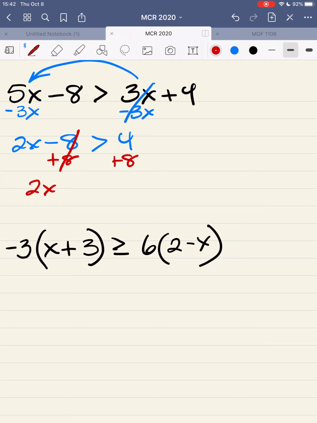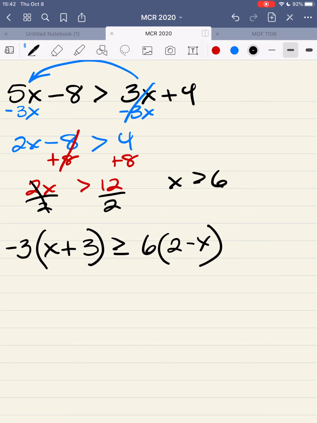So 2x is greater than 4 plus 8, which is 12. I'm going to divide by 2. I'm dividing by a positive 2, no need to change the inequality. So x is going to be greater than 6. And from here I can go ahead and do the set notations. I'm going to skip that for this one. I'm going to focus more on solving at this point.